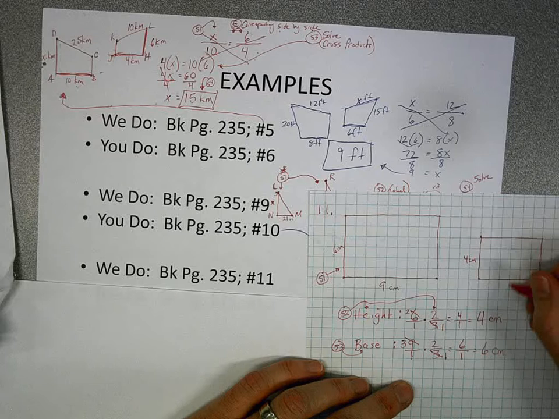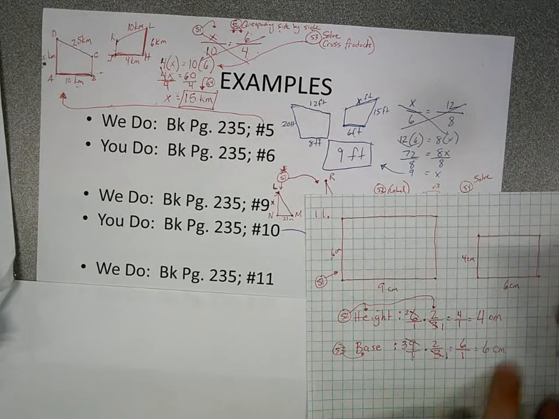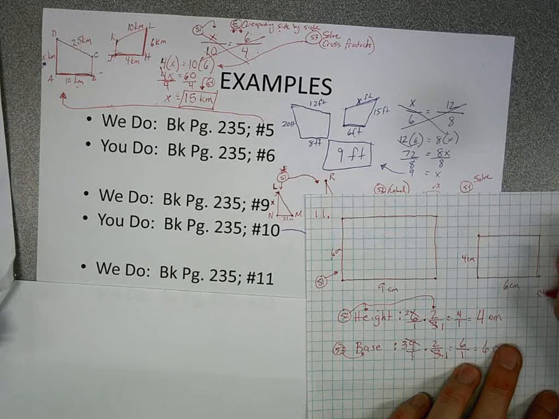Let me reread the problem. Using a scale factor of 2/3, draw and label a rectangle similar to rectangle ABCD. So, I guess you would say this was all step 4. I drew it and labeled it. And there's our answer.